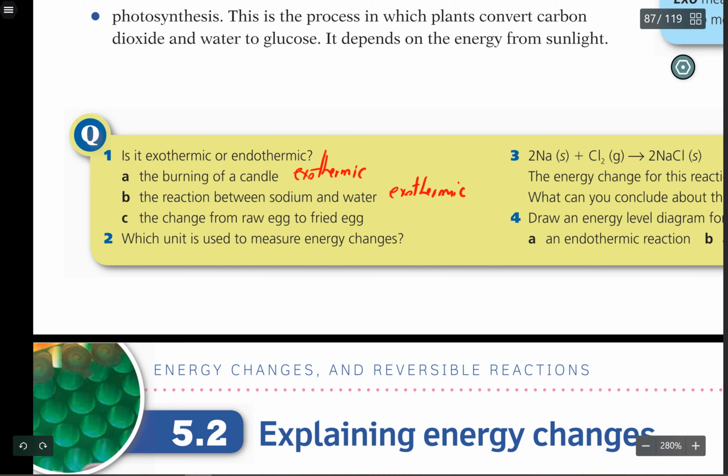Part C, the change from raw egg to fried egg. When you want to make a fried egg, you give energy to the raw egg to convert it to the fried egg. So this is an endothermic reaction. For converting the raw egg to the fried egg, the energy must be put into the system. So this is an endothermic reaction.